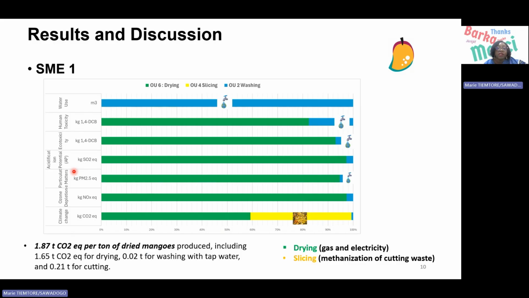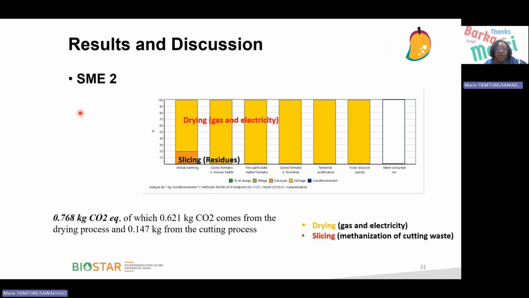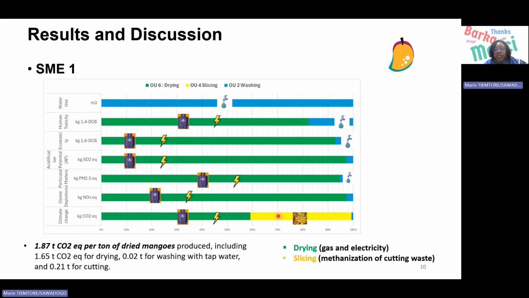Here, I will present the midpoint results for our LCA. For these results, you can see that the green step is the one that has the most impact for the 7 categories. This is the drying step. This is due to the consumption of butane gas and electricity. Also, for global warming, we have some impacts in terms of the methanization of the mango residues. As for CO2 emissions, we can see that in this industry, we have 0.87 tons of CO2 per ton of dried mango. And the main contributing steps are drying and slicing, due, as I said, to methanization of cutting waste.